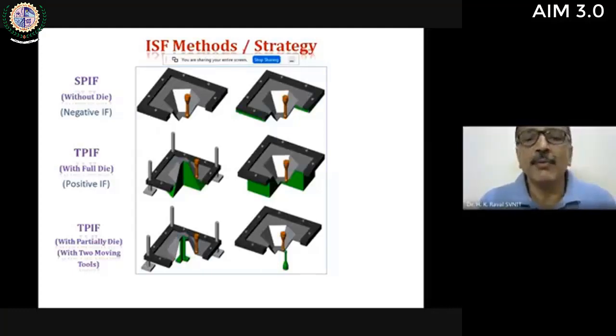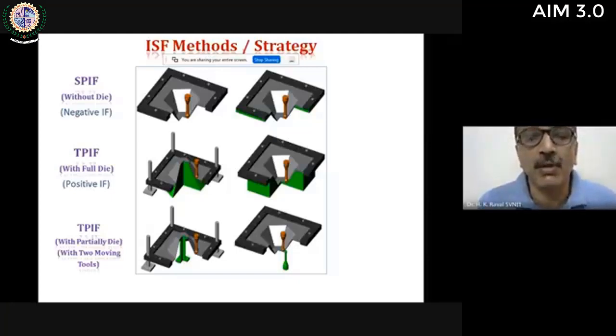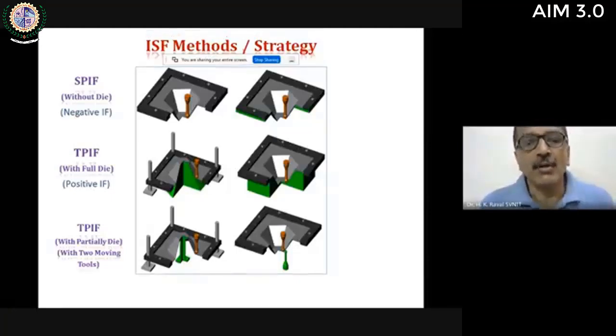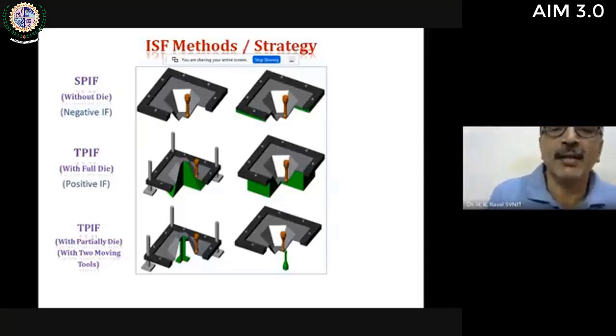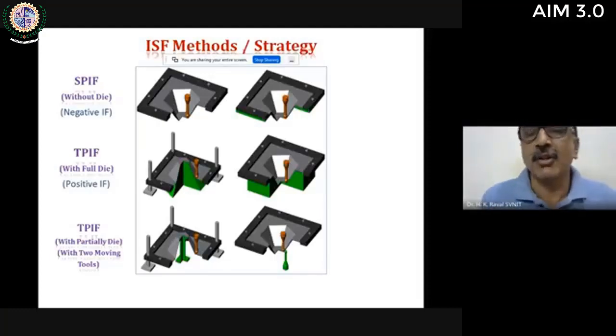And if you have one tool on the bottom and one tool on the top, it is called two-point incremental forming, where one tool is supporting from the back, another tool is moving on the top, and thereby you generate the shape. It can be a positive shape or a negative shape. When I say negative shape, it means a cavity is generated. And when we say positive shape, it means some portion is projected out. That is called positive incremental forming.